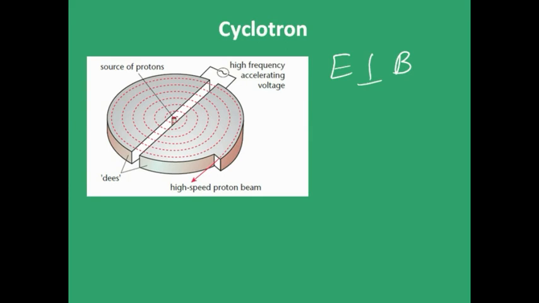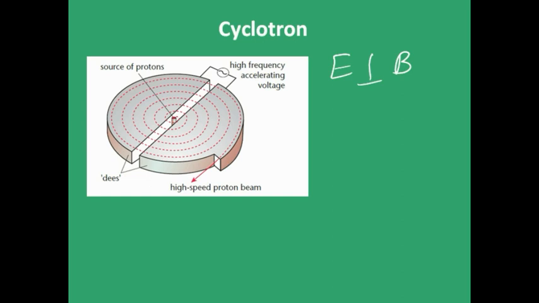Well, the key of cyclotron, or the main principle on which this machine works, is that the frequency of revolution of charged particles in a magnetic field is independent of the energy of the particle, or the velocity, I should say.